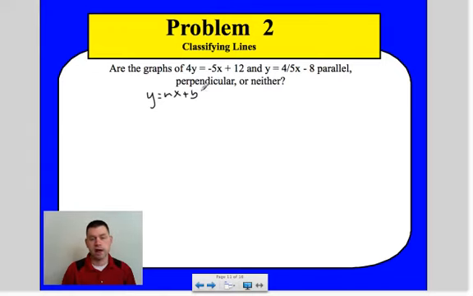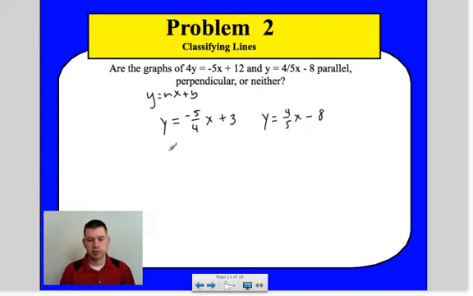Well, the first one's not. So we're going to have to divide everything by 4, which gives us a negative 5/4 x, and then 12 divided by 4 gives us a positive 3. Now we have it in y equals mx plus b. So this first one, m1, is a negative 5/4. m2 is a positive 4/5.